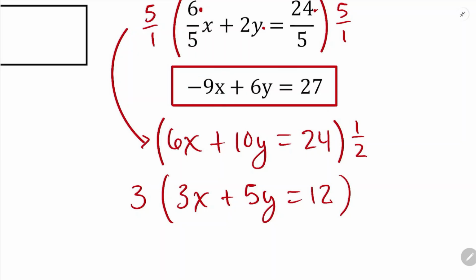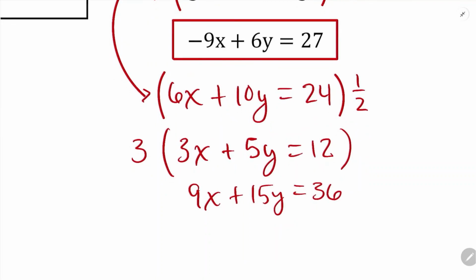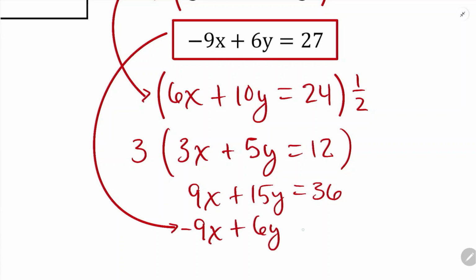So 3 times 3x is going to give me 9x, plus 3 times 5y is going to give me 15y, and 3 times 12 is going to give me 36. So I'm going to go ahead and rewrite that second equation, bring it down here so that I can see it nicely. And that equation is and was unchanged. It's negative 9x plus 6y equals 27.